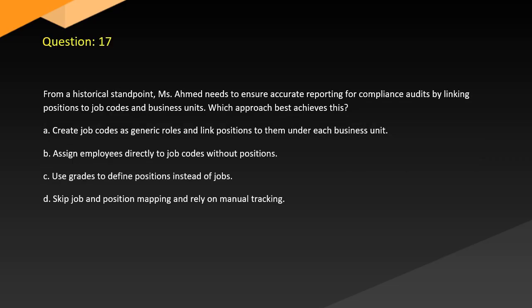Question 17. From a historical standpoint, ISATMA needs to ensure accurate reporting for compliance audits by linking positions to job codes and business units. Which approach best achieves this? A. Create job codes as generic roles and link positions to them under each business unit. B. Assign employees directly to job codes without positions. C. Use grades to define positions instead of jobs. D. Skip job and position mapping and rely on manual tracking.